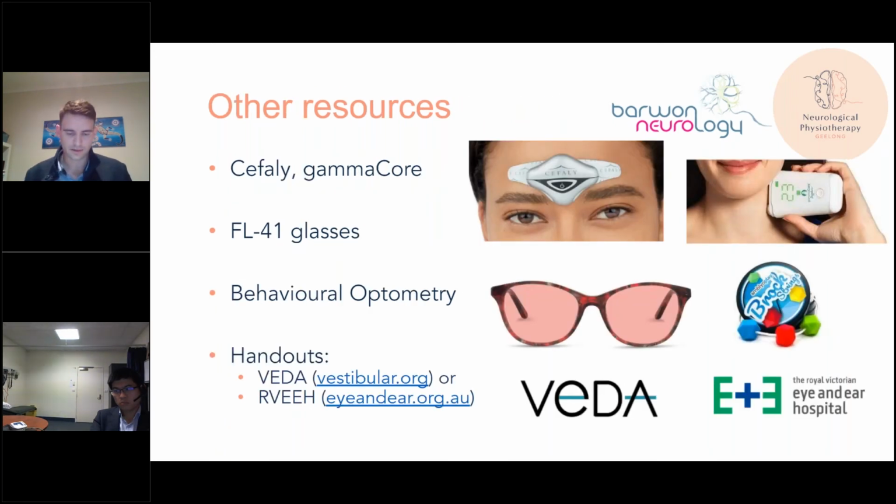Just mention some other resources as well. So we've got two devices at the top there, the Kefali and the GammaCore. Kefali is a self-adhesive electrode that uses electronic stimulation to target the ophthalmic branch of the trigeminal nerve, which can be responsible for migraine pain.